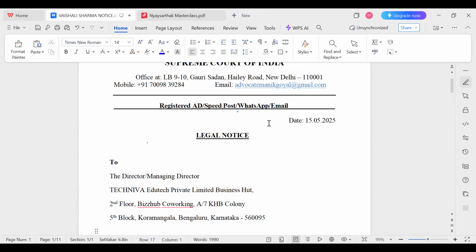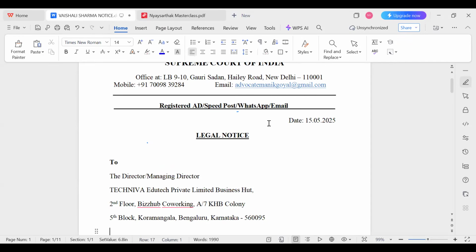So you can send it by speed post, you can email the other party, you can WhatsApp the other party. But keep in mind that you should track it. In speed post, you have the tracking receipt showing that this particular legal notice has been delivered to the other party. So it becomes easy for you to state in writing to the court that this legal notice has been delivered to the other party. So the delivery has been done from our side.